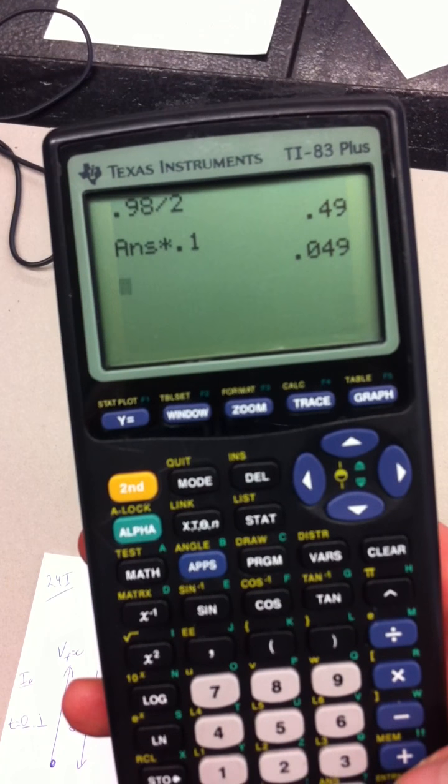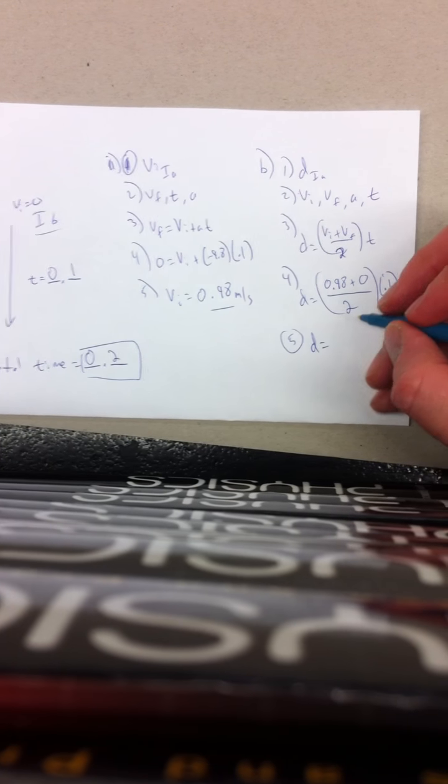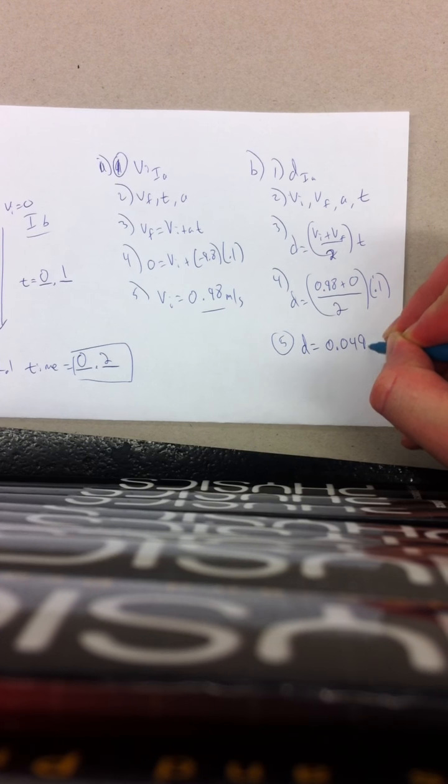So our distance is not that realistically high, but it's an answer nonetheless for our code. So D comes out to be 0.049 meters.